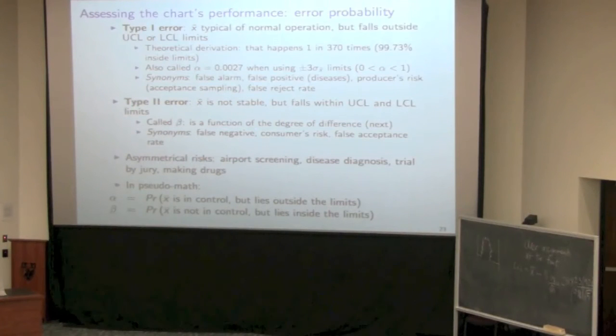If you are a judge and you're making a trial decision whether someone is guilty or not guilty, which is better, false positive or false negative? Would you rather send an innocent person to jail or send a guilty person free?